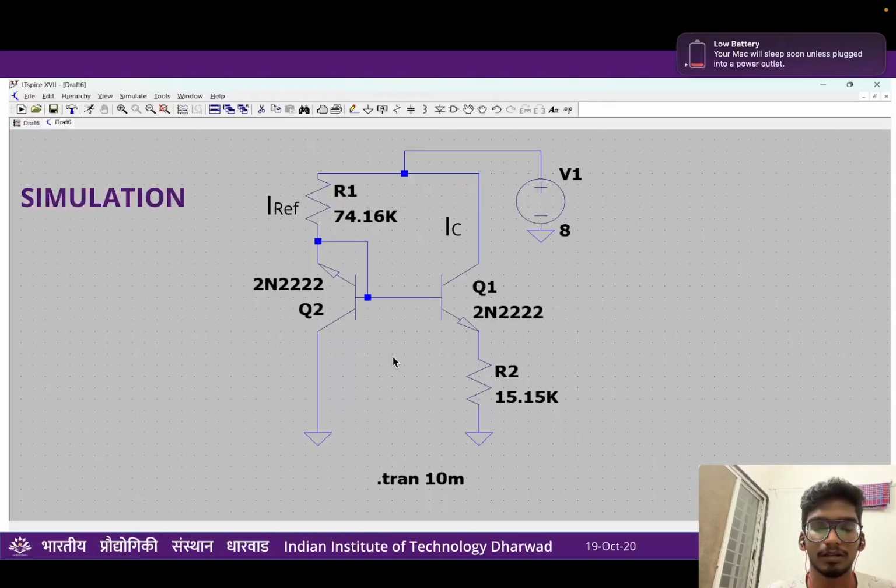R1 can be calculated from the current through this branch, that is I reference, which we know, and the voltage difference, which we also know. Since this VBE voltage is 0.7, the voltage difference will be 8 minus 0.7. With the voltage difference and the current through it, you can find R1. That's the solution to find RE and R1. Here RE is R2, and this is the simulation setup schematic that we have designed. The BJTs chosen were 2222 type BJTs, which have a beta value of 190.